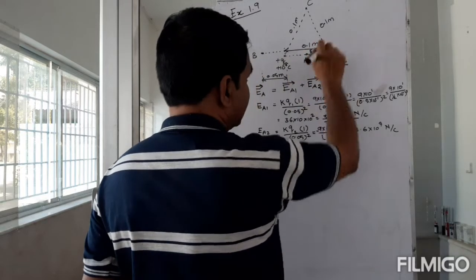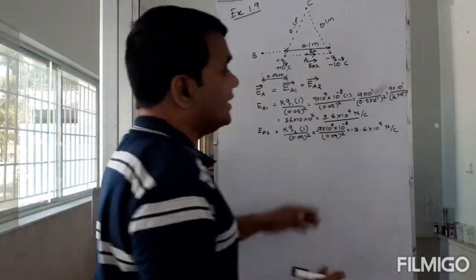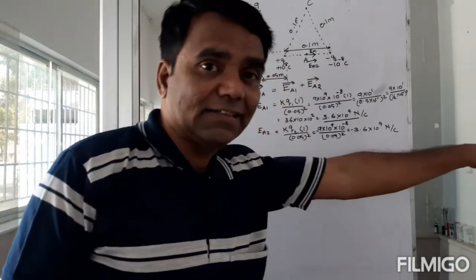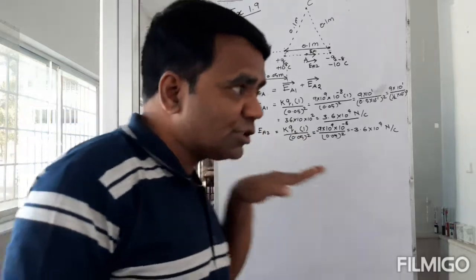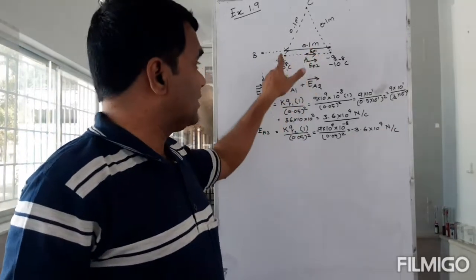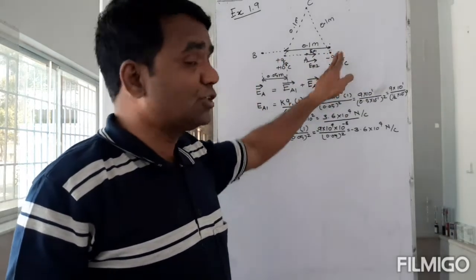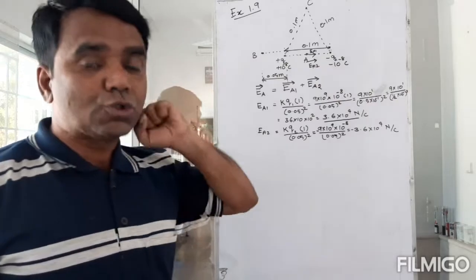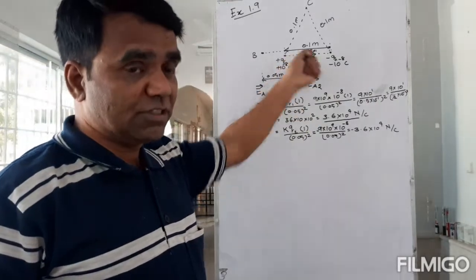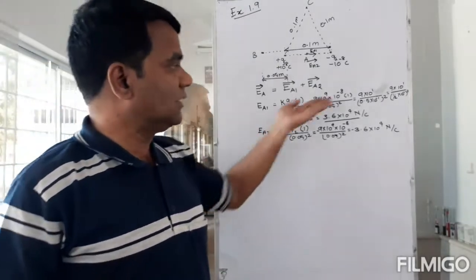Right? Direction is this. So that is my EA2. You see, EA1 is acting in the direction, EA2 is also acting in the direction. It's like this. I keep a positive charge here. This positive charge will repel it, and this negative charge will attract it. So two forces will be acting on this unit positive test charge, and it will go in the direction. Okay. So that's the whole idea of it.